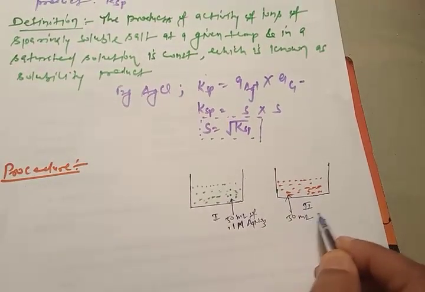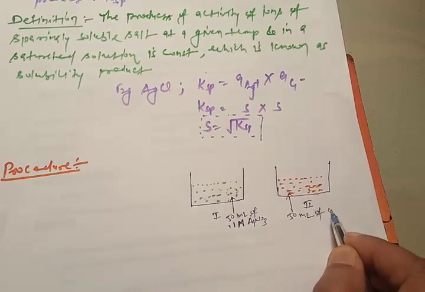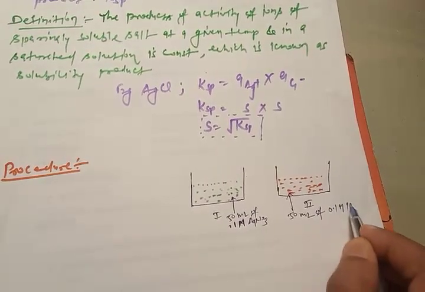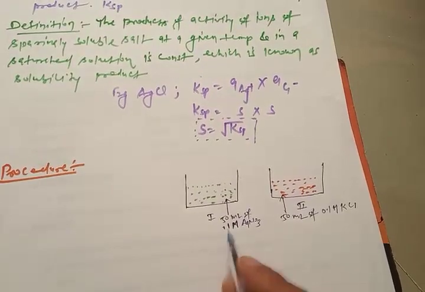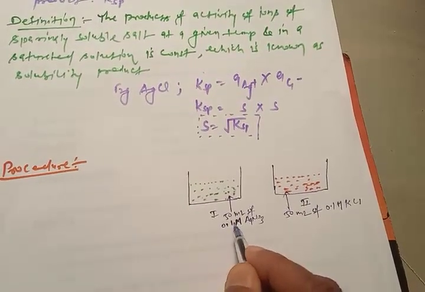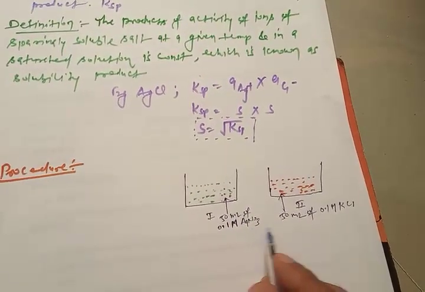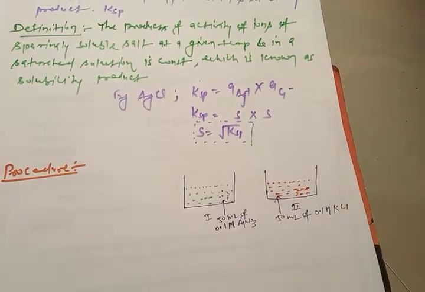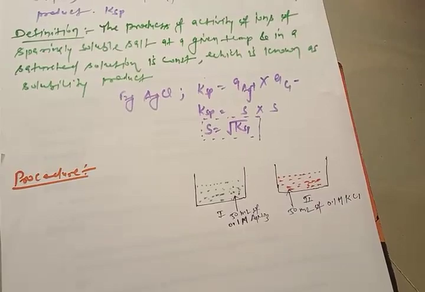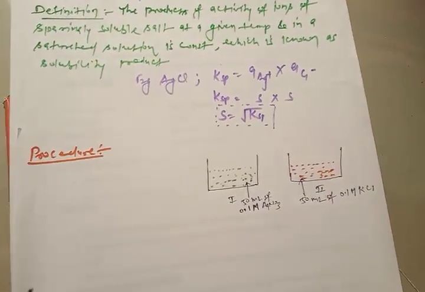50 ml of 0.1 M KCl. So the point to be noted is what? In both cases we have a 0.1 molar solution. In this case we have silver nitrate, and in this case we have AgCl. Okay, now what will happen?